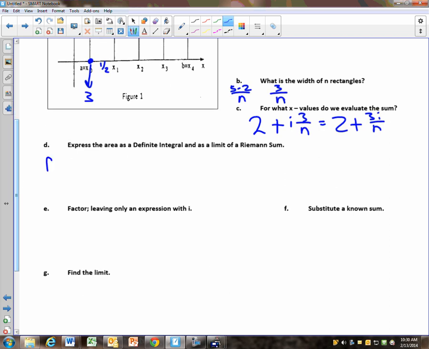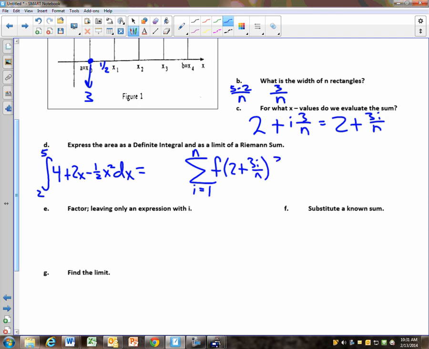Express the area as a definite integral. What is a definite integral? 2 to 5 of 4 plus 2x minus 1/2 x squared. Ick. Why do I pick that problem? Okay, so that's the definite integral. We're going to express the definite integral now as a Riemann sum. Sum from i equals 1, where i is the number of rectangles that we start with. So we're going from i equals 1 to n of my function evaluated at 2 plus 3i over n times 3 over n.